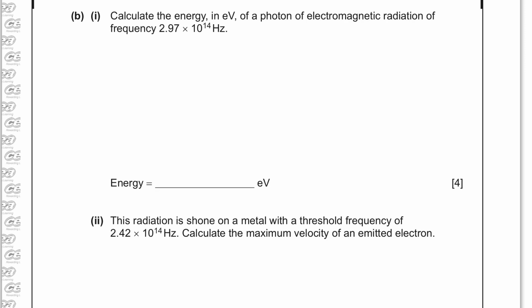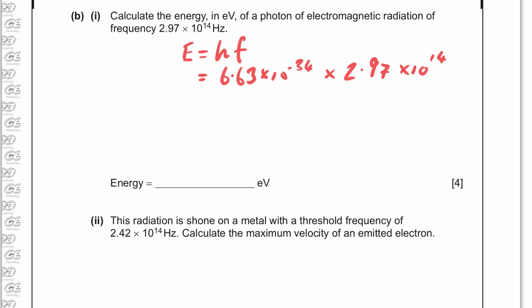Planck's constant can come from your formula sheet and a value of 6.63 times 10 to the minus 34, and then we multiply by that value of f. Multiplying those together, we get a value of 1.97 times 10 to the minus 19. Again, we're operating to three significant figures because that's what the input numbers are doing.